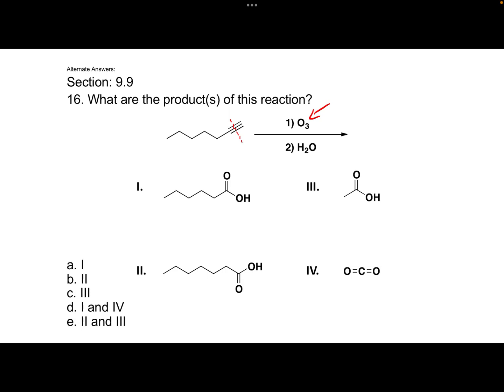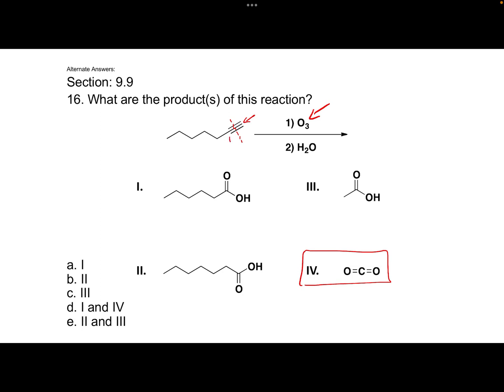So here we have a terminal alkyne. That means that one of our products is going to be CO2 because carbon can have 4 bonds to oxygen in the form of this gas, and we only have 1 carbon here, right?